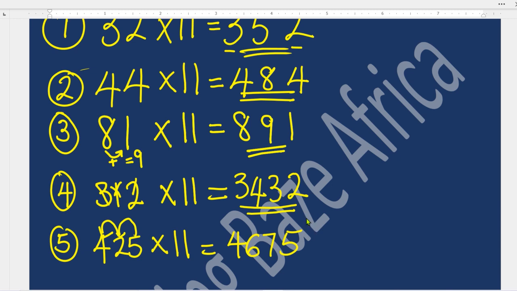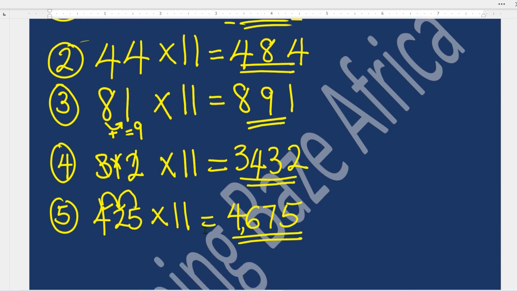So 425 times 11 is equal to 4,675. Now look at the sixth one around this place. Make sure you're writing as we are learning. Pay full attention. Now look at the next one.